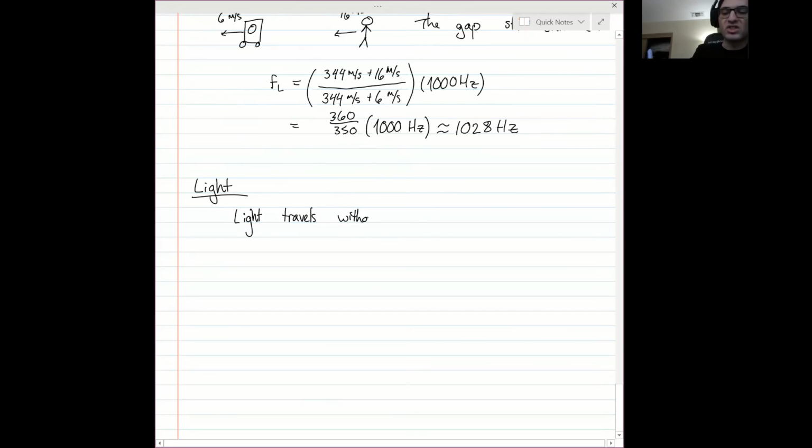Light doesn't need something to travel through. Or if you want to be pedantic, maybe you say it travels through space-time. It travels without a medium. So whatever happens when you're moving, it shouldn't depend on the motion of the medium, because there is no medium that's moving. And further, it is observed, and Einstein proved why this is the case, that the observed speed is always the same.